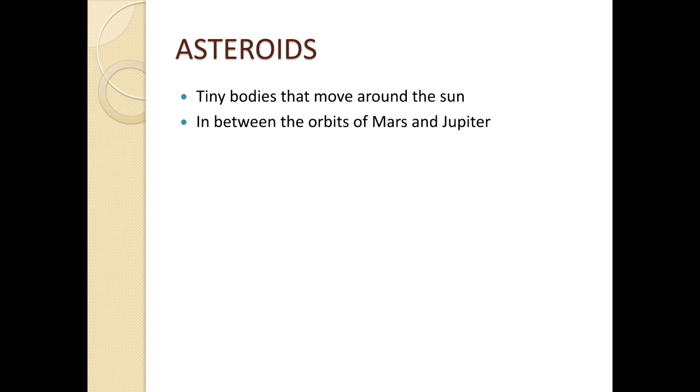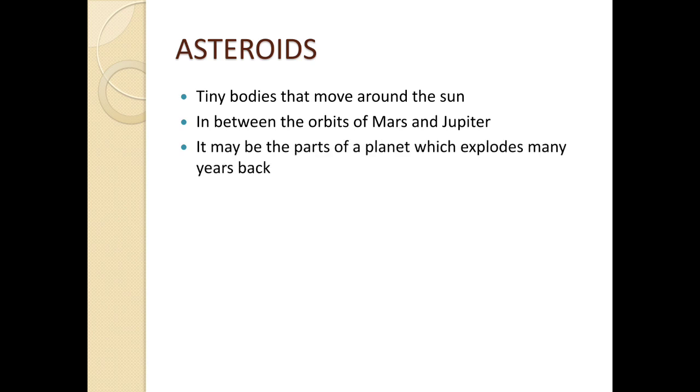In the previous video, in part 1, we have already discussed the asteroid belt. In the picture of the solar system, you will be able to see an asteroid belt present in between the orbits of Mars and Jupiter. In this asteroid belt, asteroids are present, and these are tiny bodies that move around the sun. Scientists believe that these asteroids may be parts of a planet that exploded many years back.